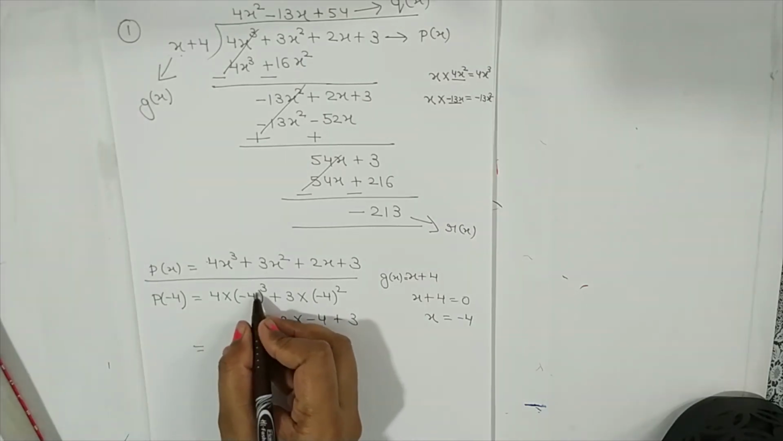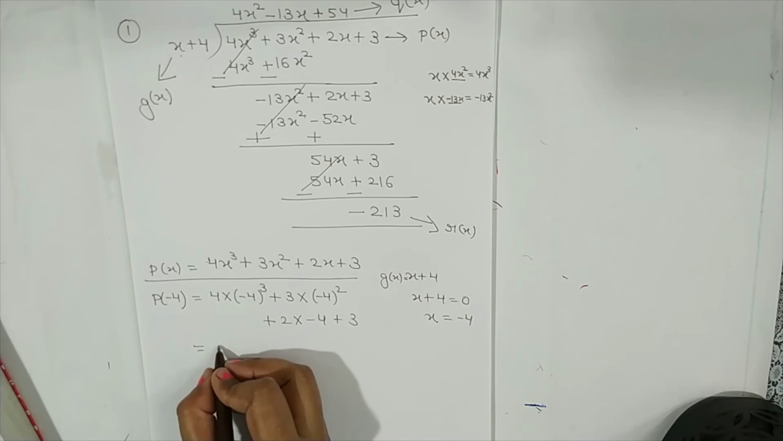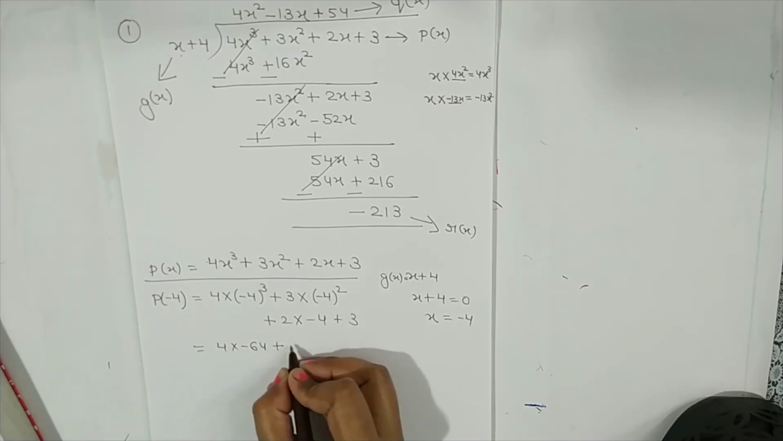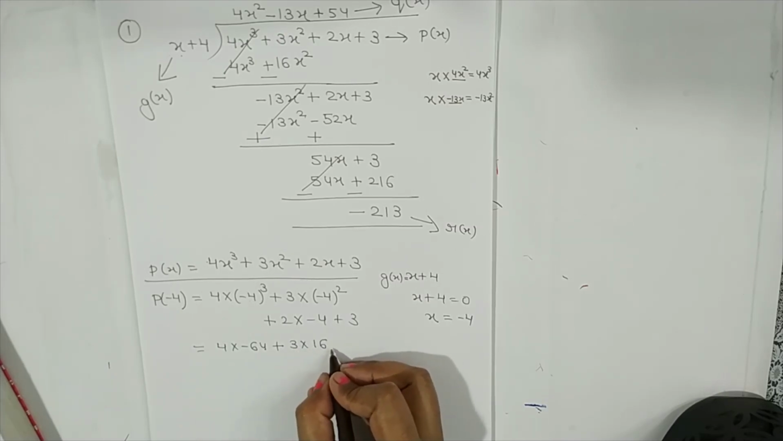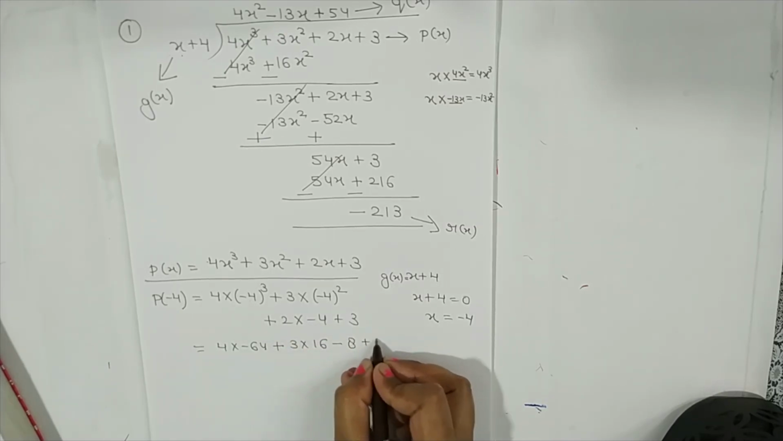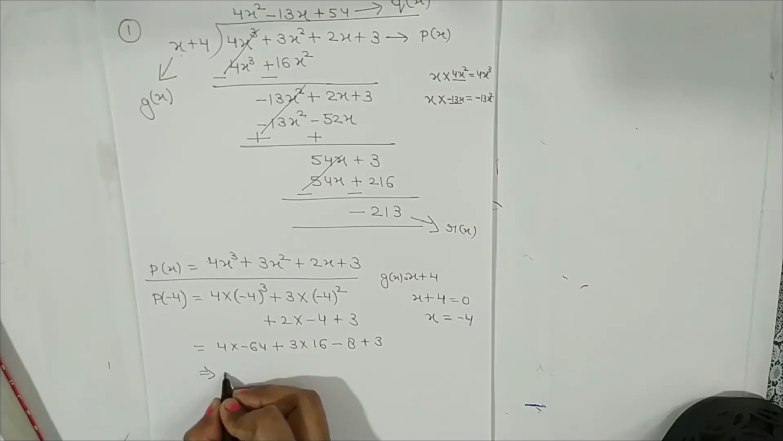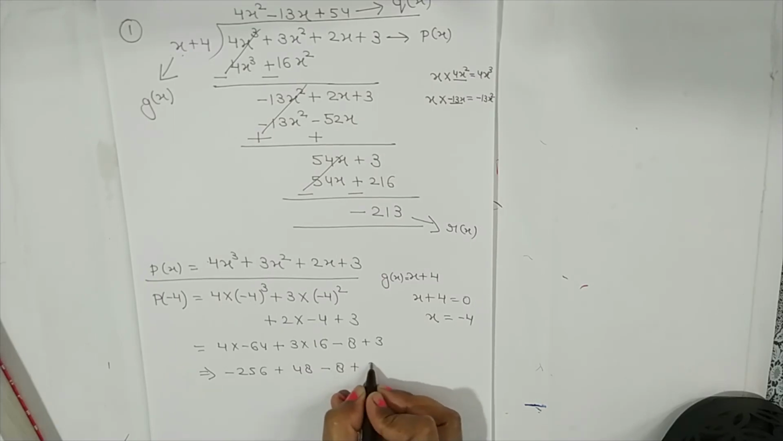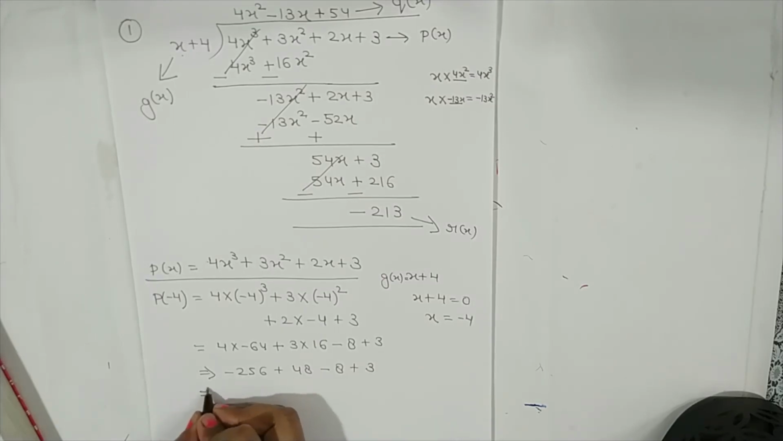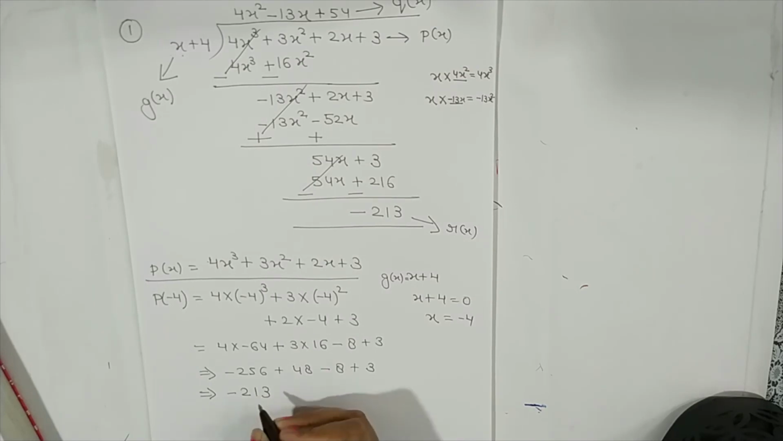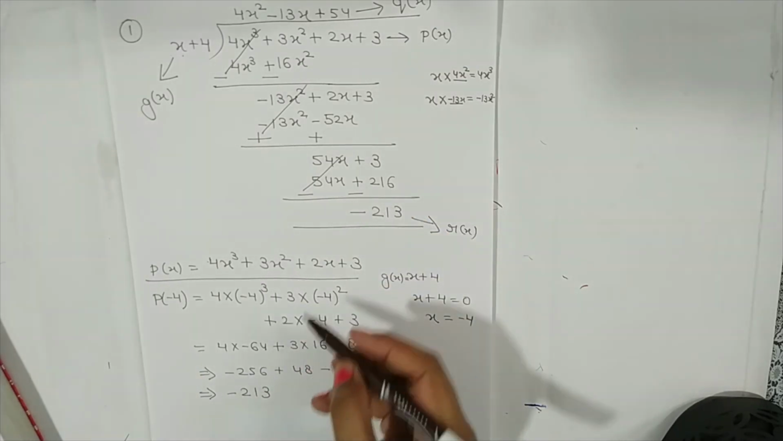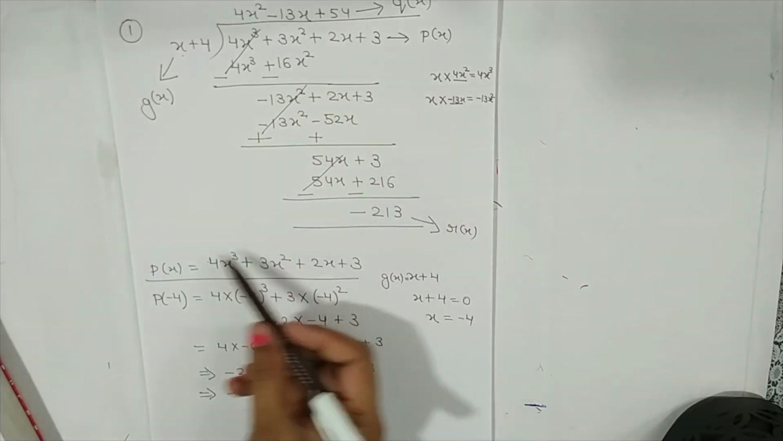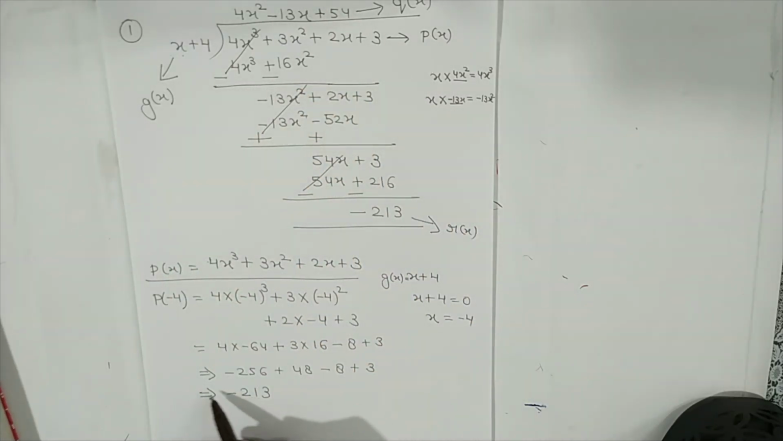4 4s are 16, 16 4s are 64, that is minus 64. So 4 into minus 64 plus 3 into 16, then 4 2s are 8, minus 8 plus 3. So it will be minus 256 plus 48 minus 8 plus 3. When you solve it, the answer will be minus 213. So here the answer is the same. You can choose either the division method or the remainder theorem to find the remainder.